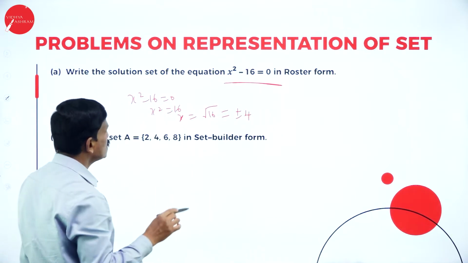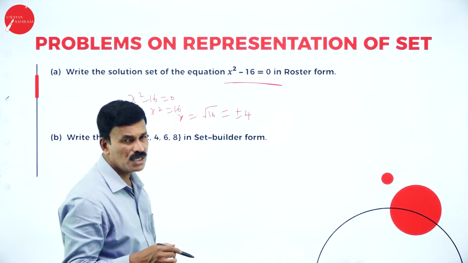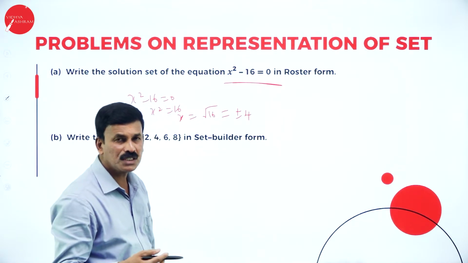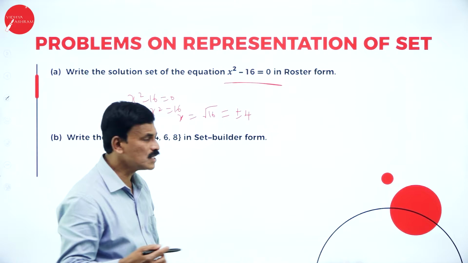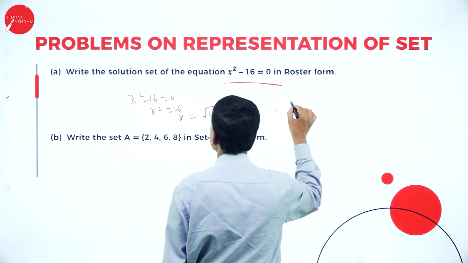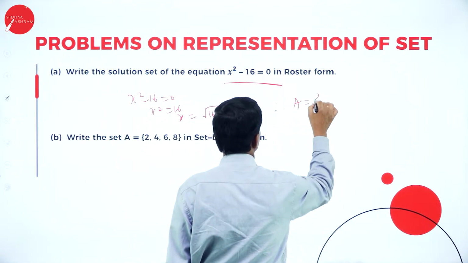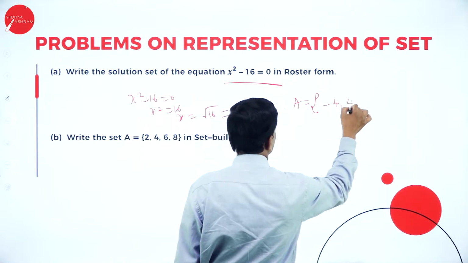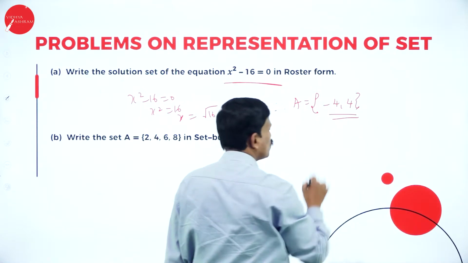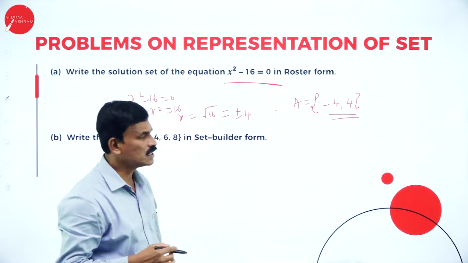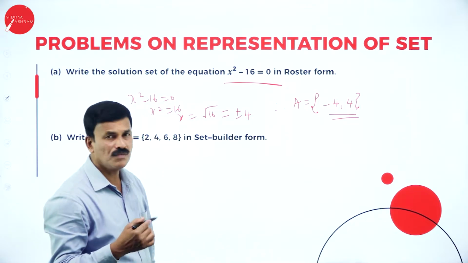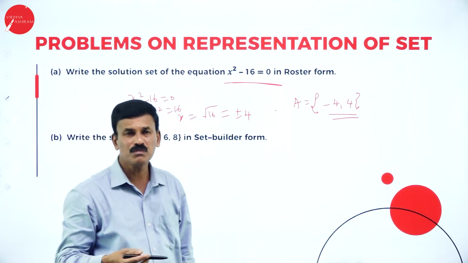So write the solution set of the equation in roster form. Since there is no condition like natural numbers or real numbers, we can write the elements of the set as A is equal to minus 4 and plus 4. Suppose it is only natural numbers, then A is equal to 4. If it is integers, then minus 4 and plus 4.